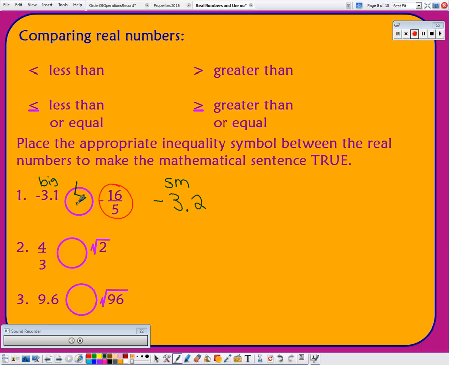All right, so what about number 2? How does 4/3, which is about 1.333, compare to the square root of 2, which is 1.41? The bigger number is 1.41, so 4/3 is less than 1.41. And how does 9.6 compare to the square root of 96, which is 9.79? 9.79 is greater than 9.6. 9.6 is less than 9.79.